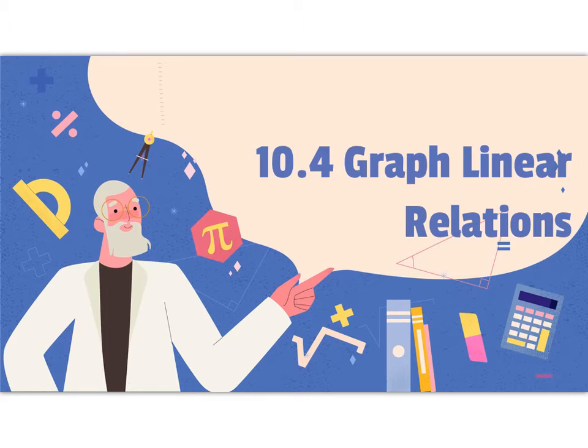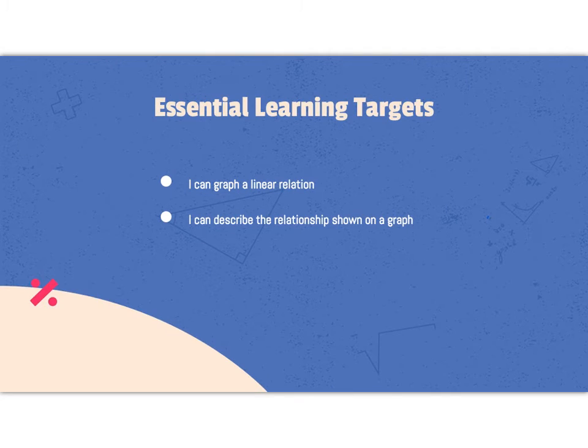Our last section for this unit is 10.4, graph linear relations. And so two parts that you have to be able to do for this chapter is to graph a linear relation and to describe the relationship shown on a graph.